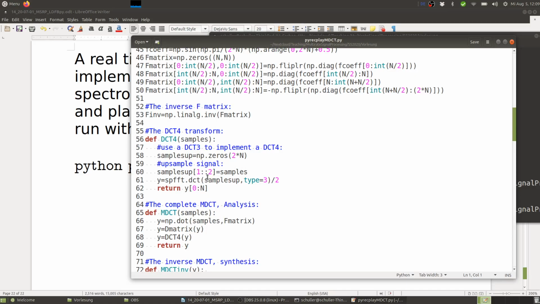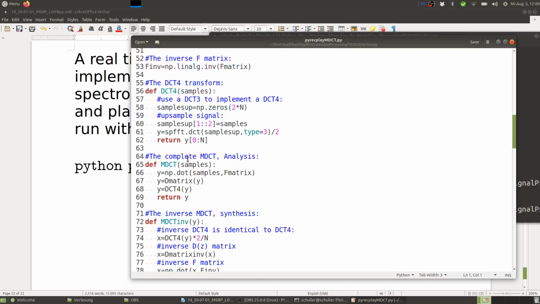So I upsample it here, then I apply the DCT type 3 to this upsampled version. And I'm then just taking the first half of the resulting spectrum because, due to the aliasing that we have from the upsampling, the second half would be identical to it. So I just keep the first half. In this way I implement this time shift of 0.5 using upsampling.